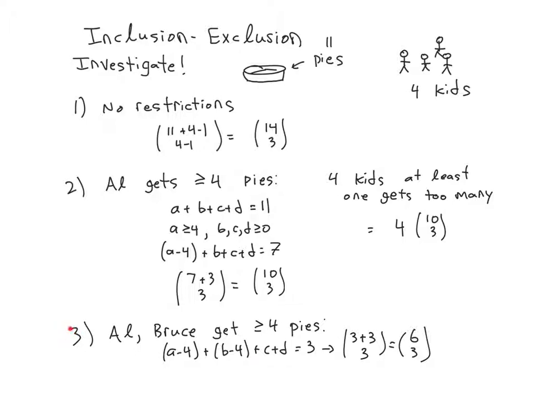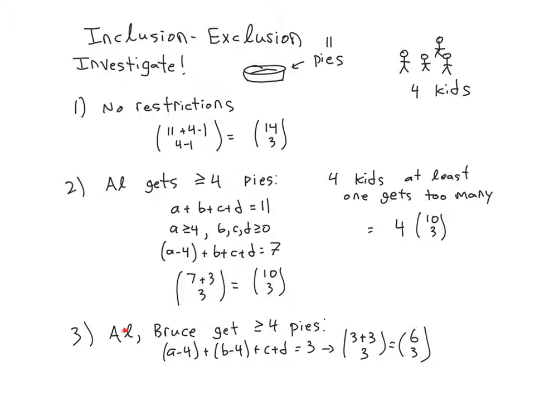So part 3 of the investigate activity is to count the number of ways at least 2 of the children get at least 4 pies. And so first let's suppose it's Al and Bruce. Well then, just like this logic, first give Al and Bruce their 4 pies, and then distribute the remaining 3 pies among all 4 children. It's worth pointing out that this is an at least 4 requirement, so they can get more. And so there's 3 pies among 4 children, it's 6 choose 3.